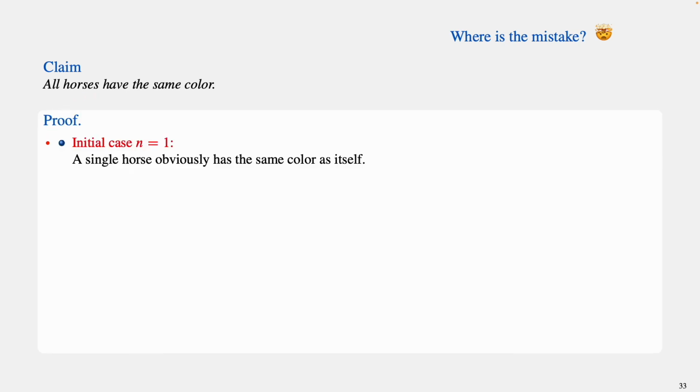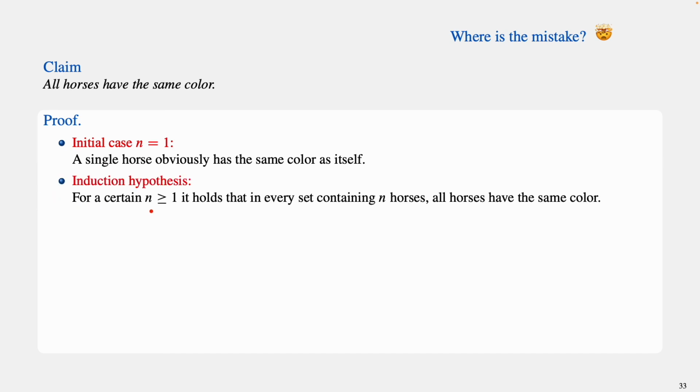And finally, I have another bogus induction proof for you, but here I leave it up to you to find the mistake. I make the claim that all horses have the same color, and I want to prove this by induction. So, first I do the initial case for n equal to 1. Well, here I'm just looking at one single horse, and obviously that horse must have the same color as itself. The induction hypothesis is now formulated as follows. For a certain number n greater or equal to my initial case 1, it holds that in every set containing n horses, all horses have the same color.